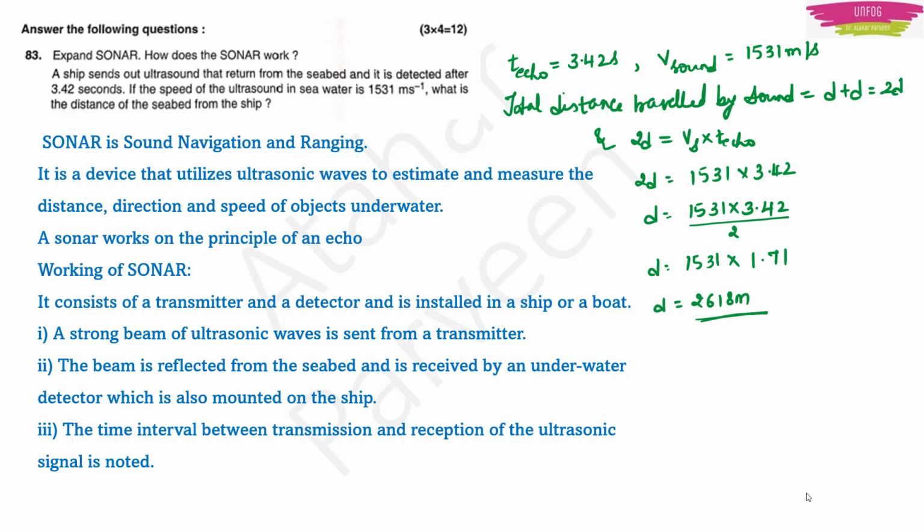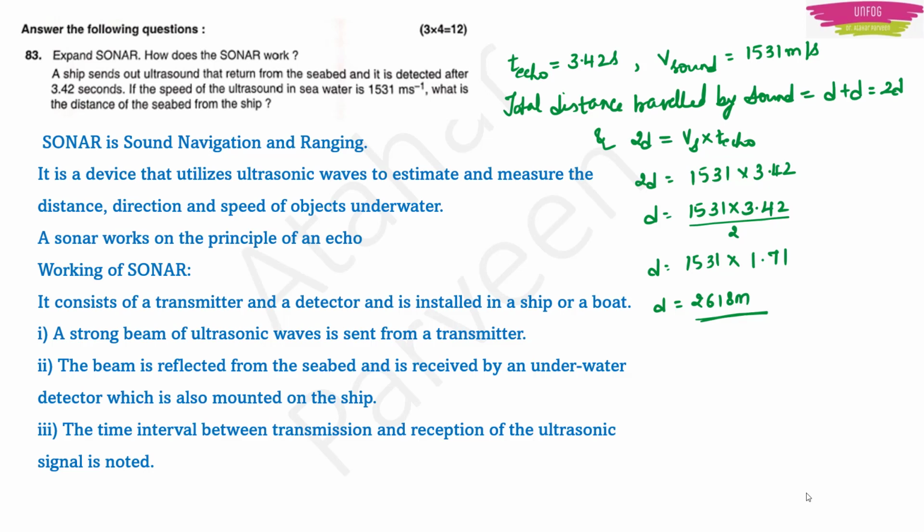First of all, what is given? Time taken for the echo. Remember, sonar means echo. Echo means distance traveled will be 2D. Remember from my classes, echo means distance traveled by the sound will be 2D. So time taken for the echo is 3.42 seconds. It is given. Then the velocity of the sound is 1531 meter per second.